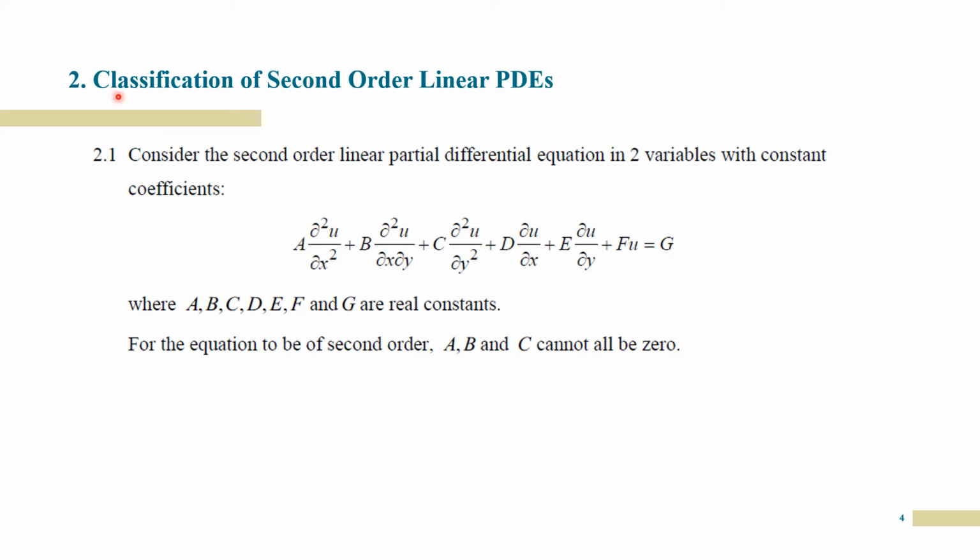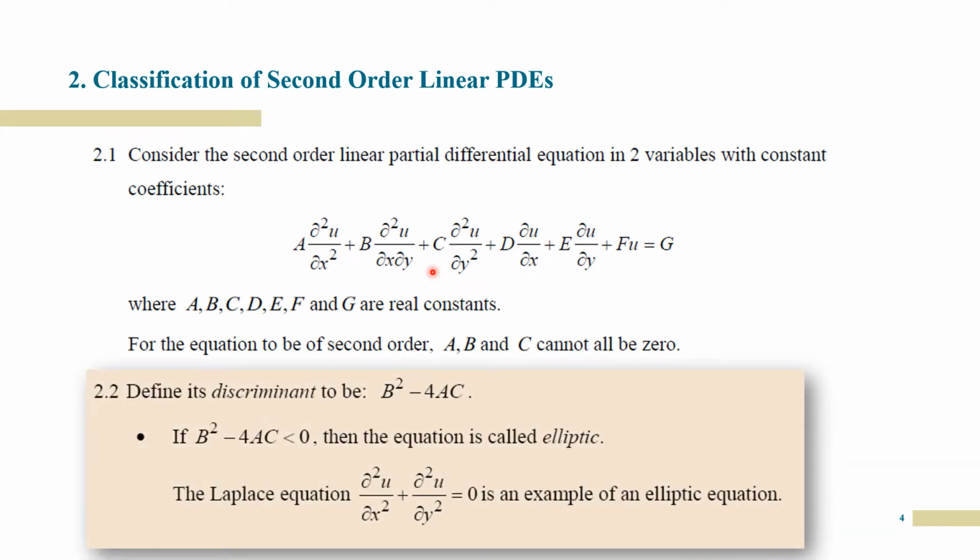Now we are going to learn how to classify a second order linear PDE. Let us refer to equation number 1 again, but this time A, B, C, D, E, F, and G are all real constants. For this equation to remain a second order PDE, A, B, and C cannot all be 0. In other words, at least one of these three is not 0. Define the discriminant as B² − 4AC. Now remember, A, B, C are all constants.